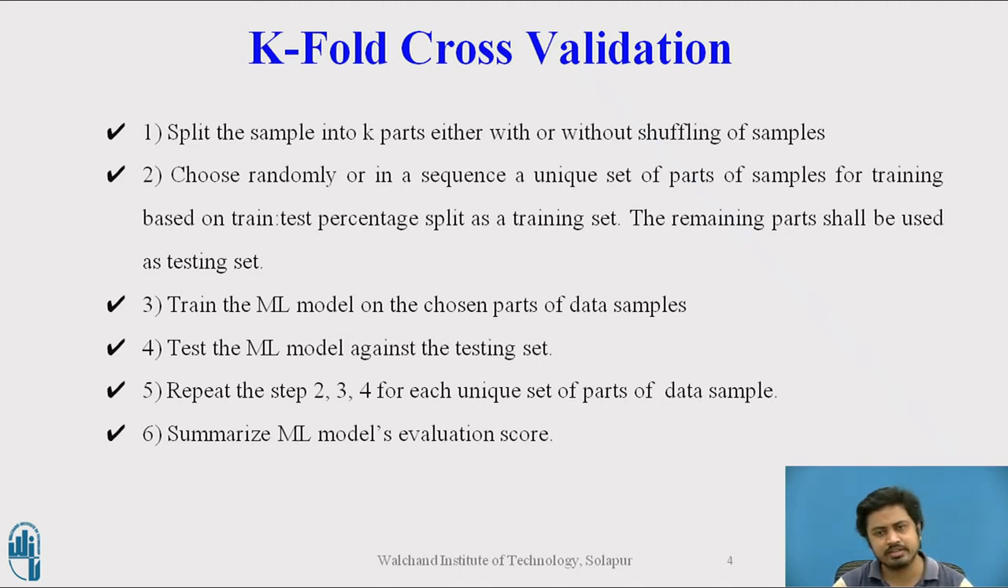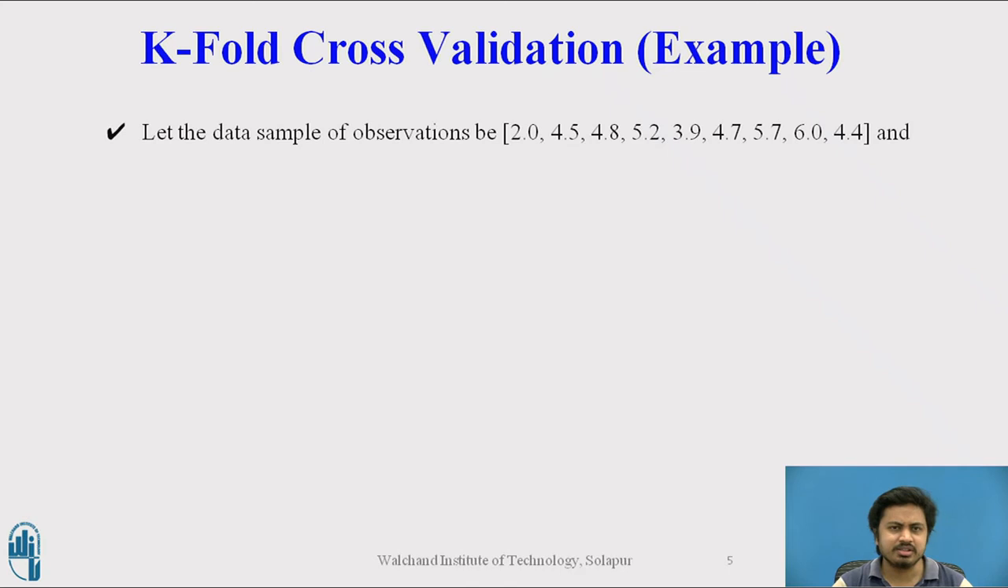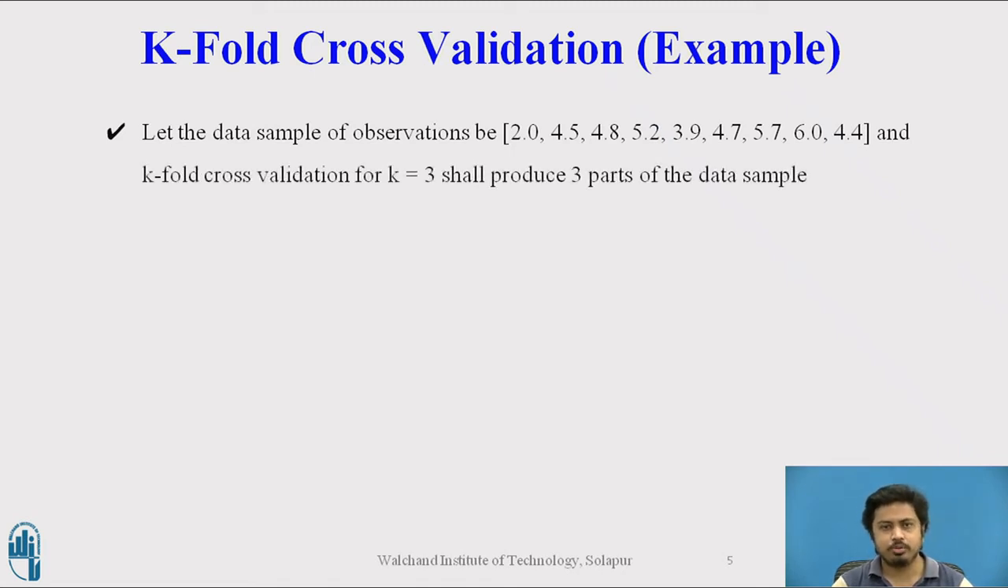So let us look at a small example. Let us say that I have a data sample of observations, and here I have a total of 9 samples with values 2.0, 4.8 and so on to 4.4. Let us say they are observations of some sensor reading, and I want to do some kind of machine learning task on this. So this is a data sample. Now on this data sample, if I want to apply k-fold cross validation, and if I decide k is equal to 3, it means that I'm going to split this data set into 3 parts. This shall be the 3 parts. You can see that here.